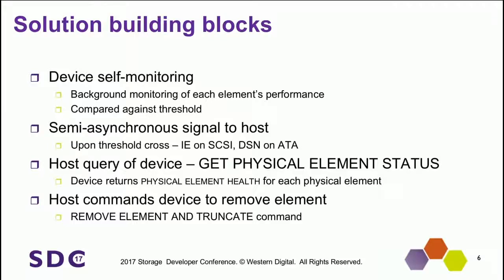Once the get physical element status data is returned, the host parses it. It can see if there are any outliers in terms of the value of the physical element health status. And if there is an outlier, that would indicate that it is a bad physical element. In which case the host can, at that point, command the device to remove an element with the remove element and truncate command. Again, this is a new command that's added to both SCSI and ATA.